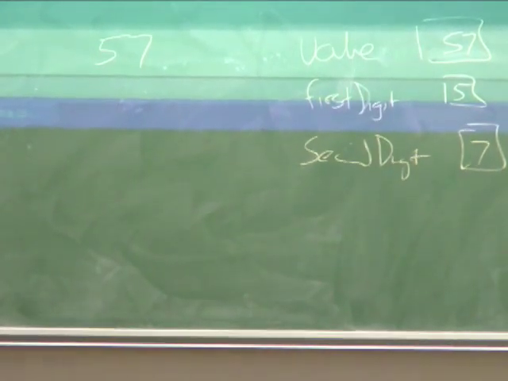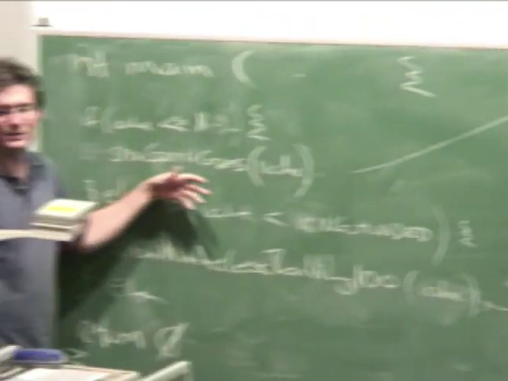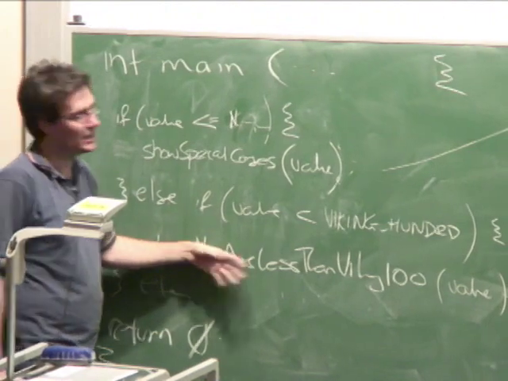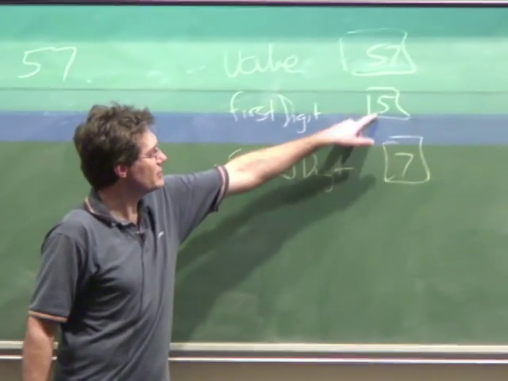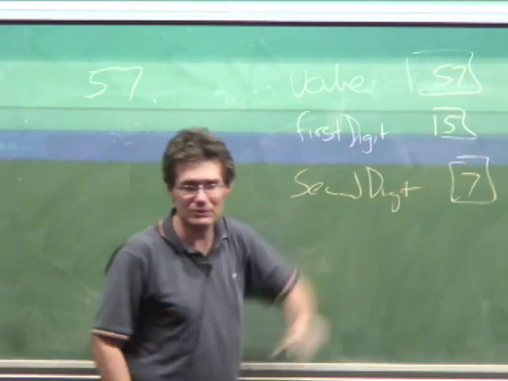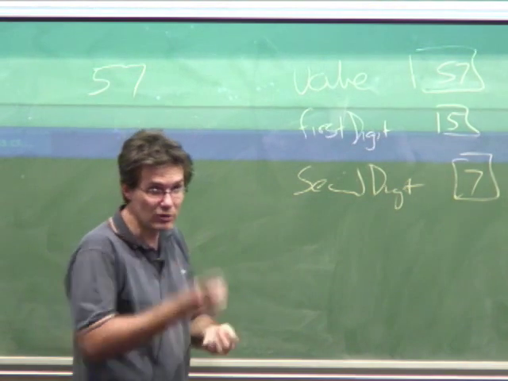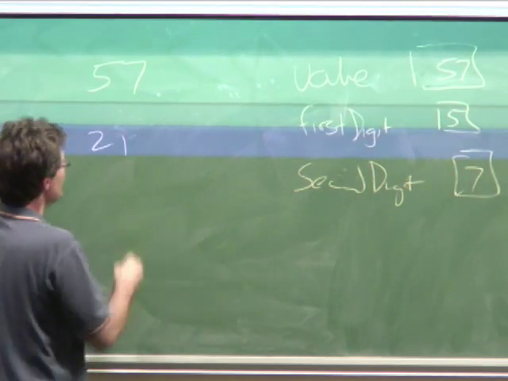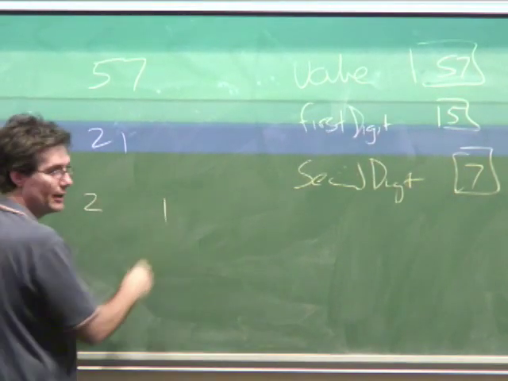Then 57 lets us tell our master program which subfunction to call. Oh yeah, 57's bigger than 20, so I need to do something special down here. But in order to speak it, I need to be able to break it into its digits. So I also need this information, the 5 and the 7. So given a 57, how can I break it into a 5 and a 7? Or in your case, given a 21, how can you break it into a 2 and a 1?